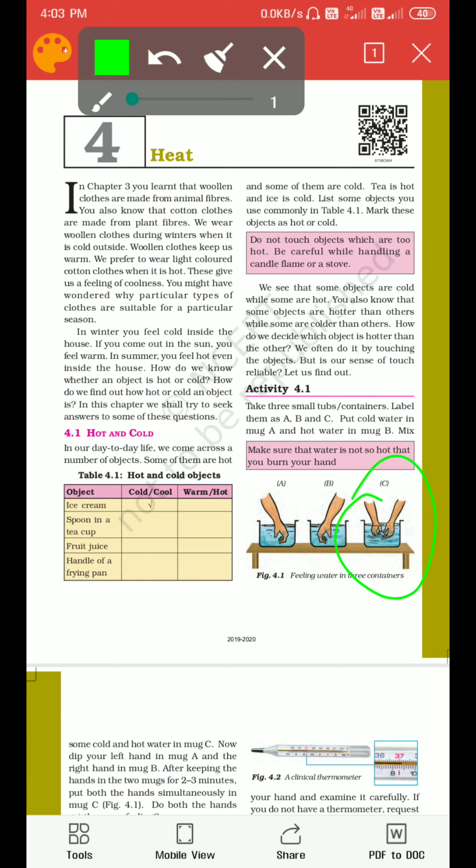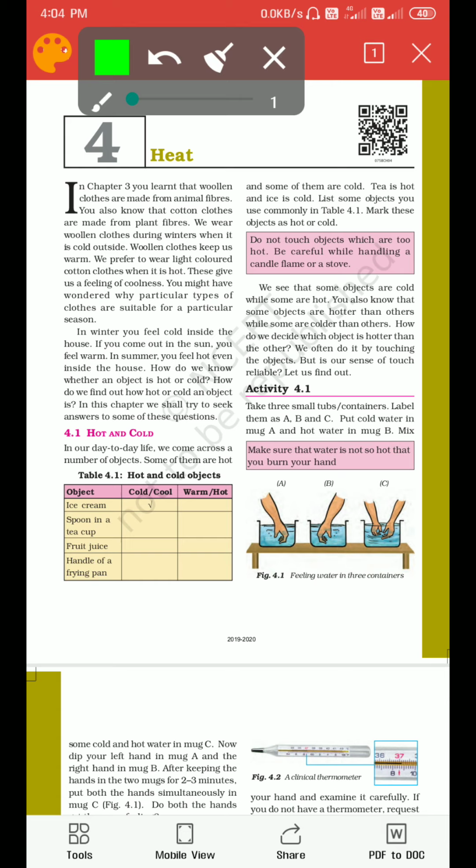We can say that the heat is not changed. The temperature of this water is not changed, but we get the information from our right hand that the water is hot, and from the left hand that the water is cold. So we can say that we cannot always rely on our sense of touch to decide whether an object is hot or cold. Sometimes it may deceive us.